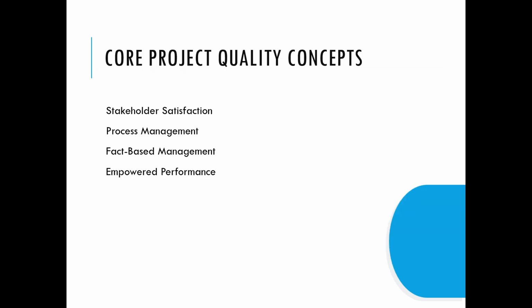The four basic principles in making sure our performance with respect to quality is perfect are: one, stakeholder satisfaction; two, process management. That is, process should have quality. Three, fact-based management. Four, empowered performance. That is, people should be empowered to take right decisions at the right time.